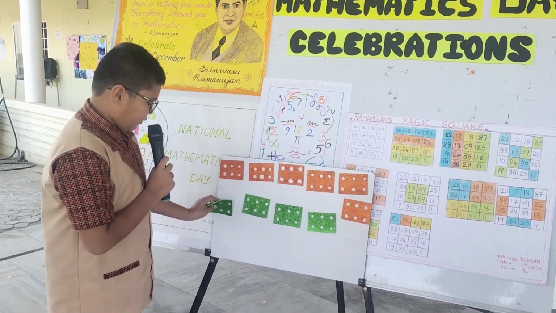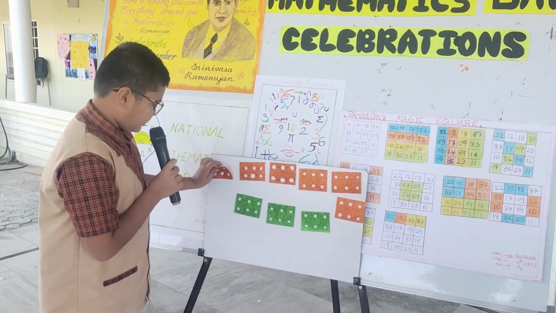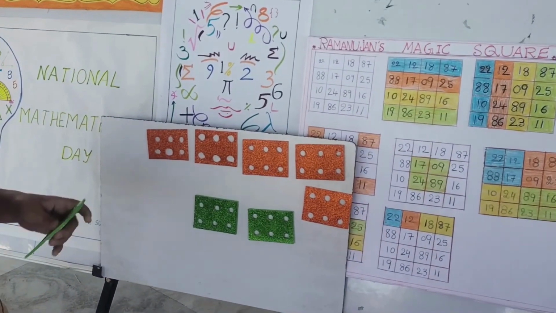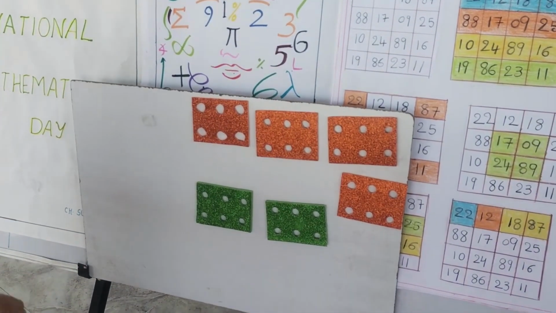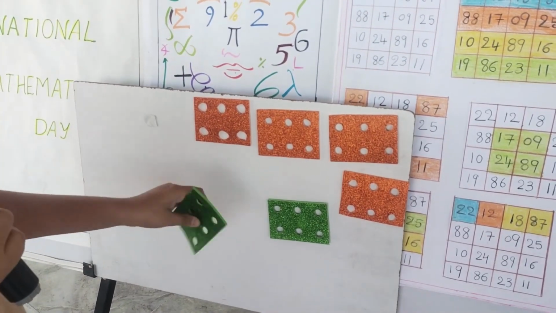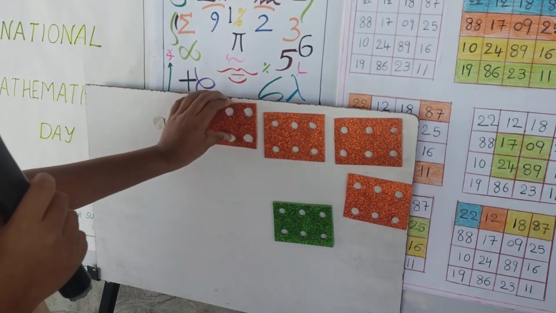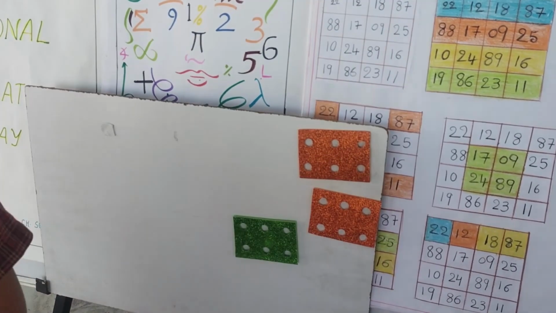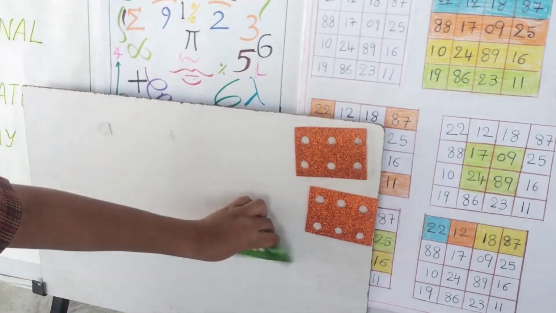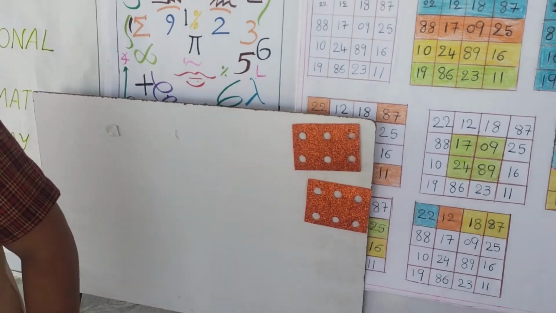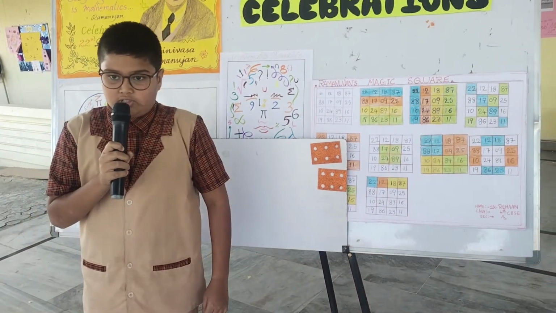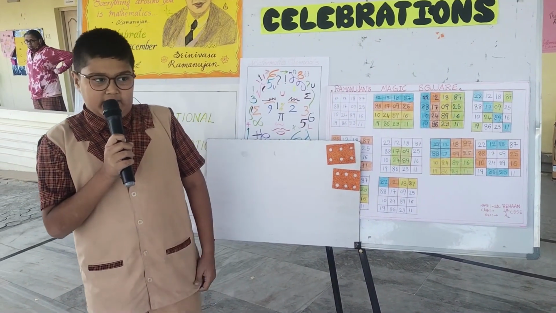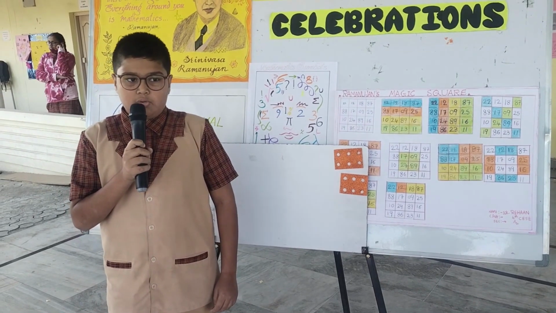Now this green domino and this red domino get cancelled. And now this green domino and this red domino get cancelled. And now this green domino and this red domino get cancelled. And now this red domino and this green domino get cancelled. Now we remain with two negative dominoes. So -6 plus 4 is equal to -2.